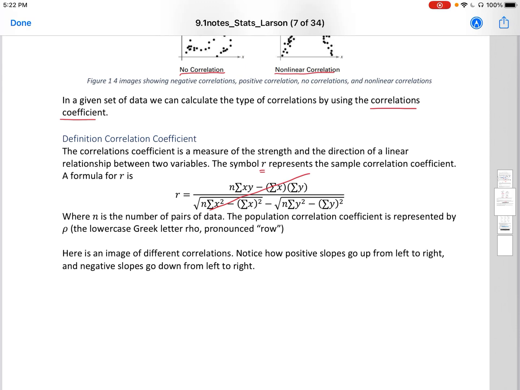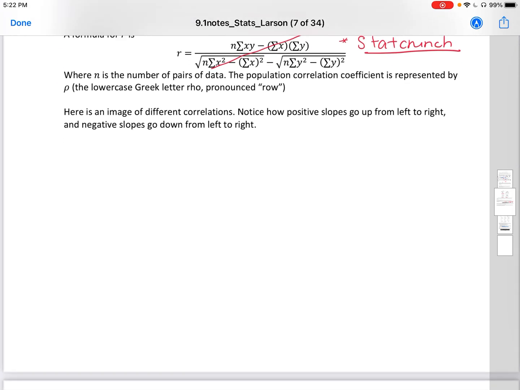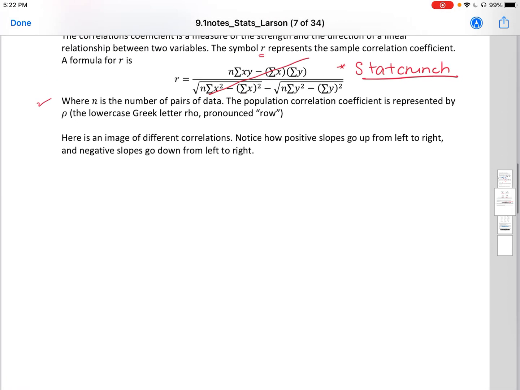To calculate R, use StatCrunch. StatCrunch, I believe, is the best way to go about it. You can use a calculator as well. It's kind of a lot of steps to use a calculator. StatCrunch is more direct, so if I can suggest, use StatCrunch, that's the way to go. You don't want to do this by hand. It's a lot of effort. Where n is the number of pairs of your data, so you do have to count off your pairs, and the population correlation coefficient is represented by rho.